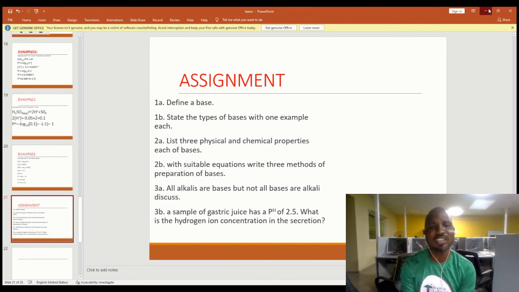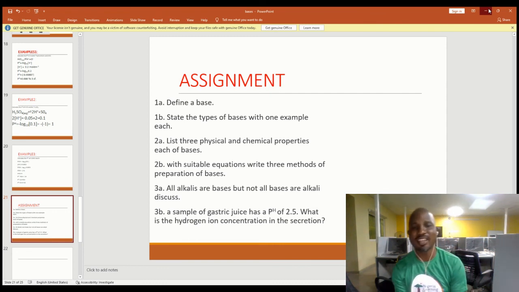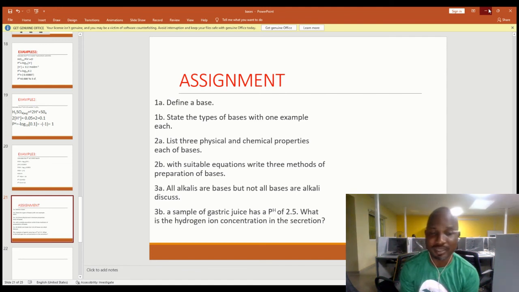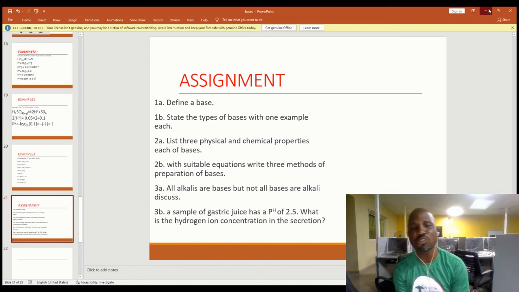Now, the first question says define a base. Number 1B says state the type of bases with one example each. Number 2A says list 3 physical and chemical properties of bases. Number 2B says with a suitable equation, write 3 methods of preparation of a base. And number 3 says all alkalis are bases, but not all bases are alkalis. Discuss. Lastly, we said a sample of a gastric juice has a pH of 2.5.